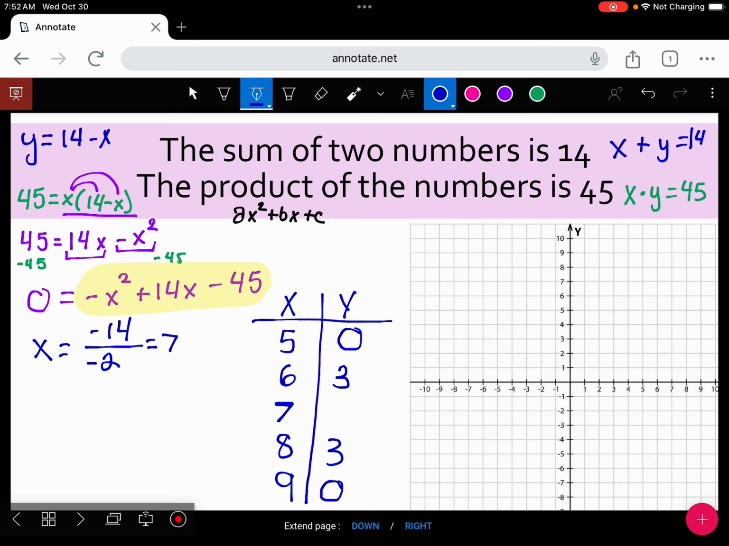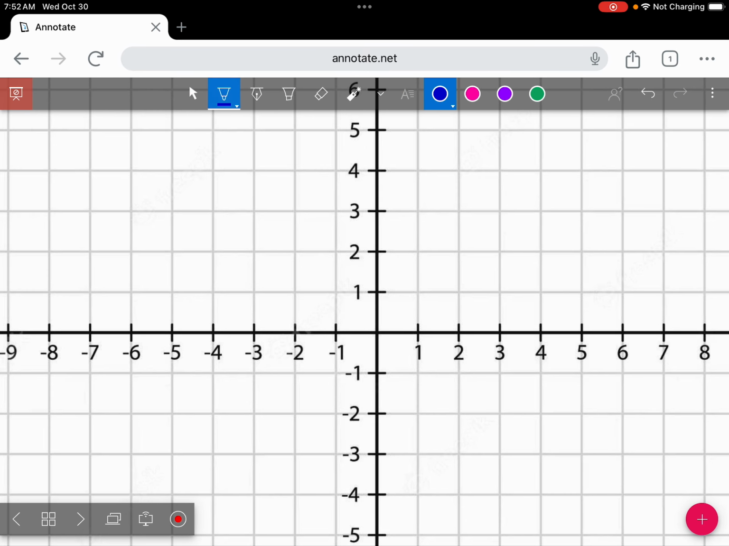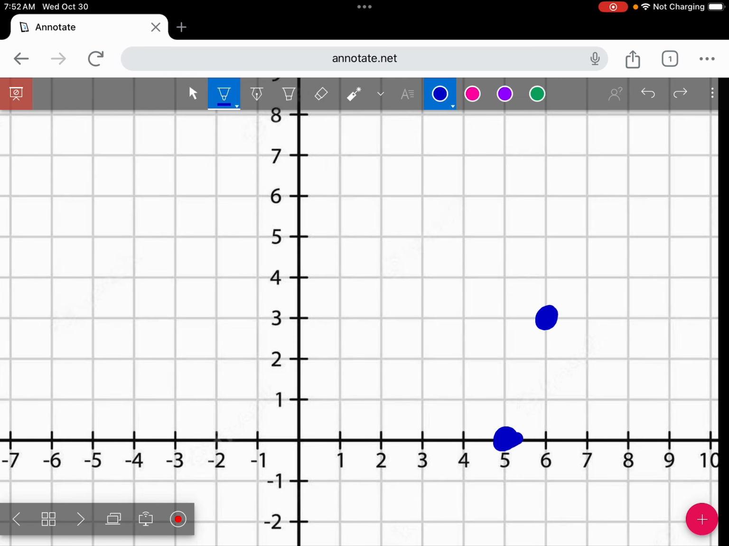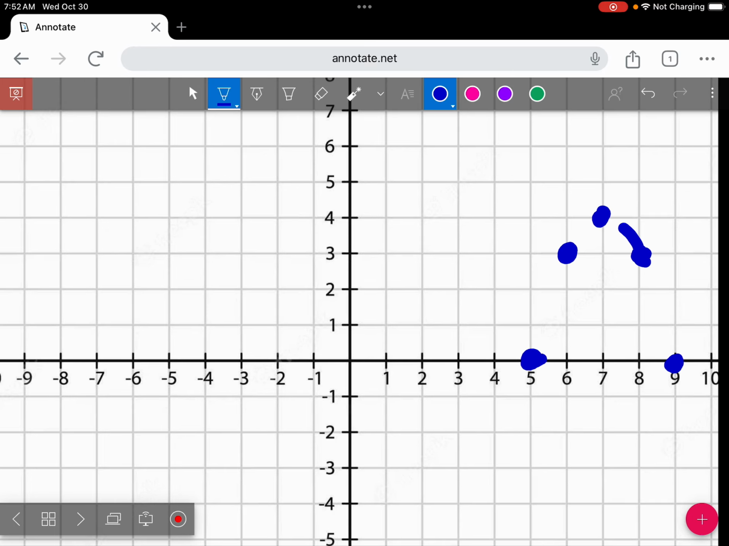What do we get for our y for 7, sorry? 4. We get 4. So when we graph this, we get points at 5, 0, 6, 3, 7, 4, 8, 3, and 9, 0.